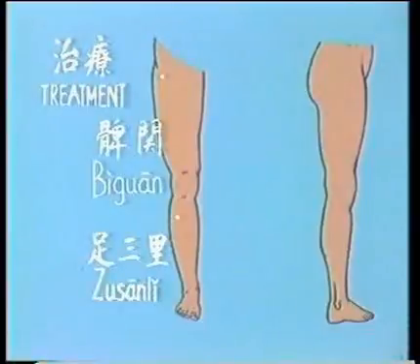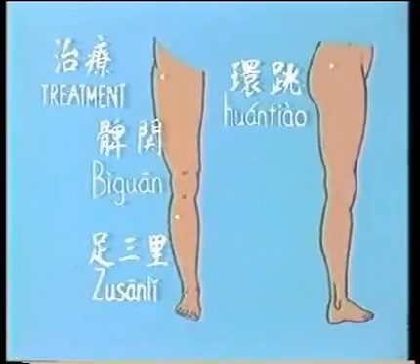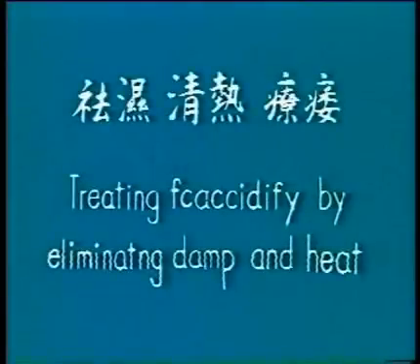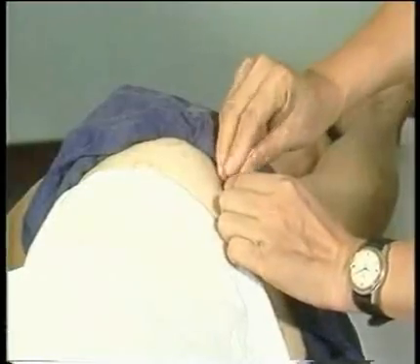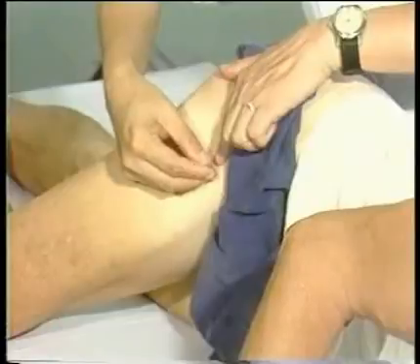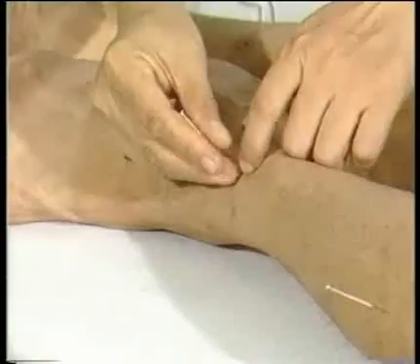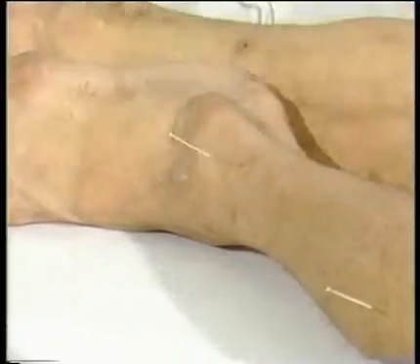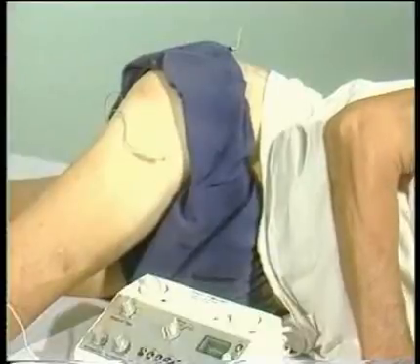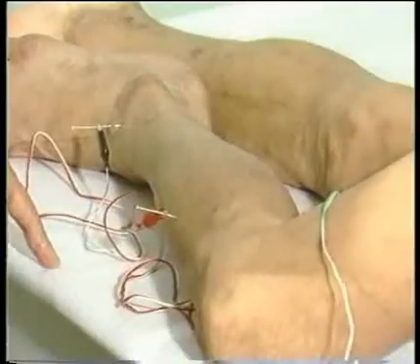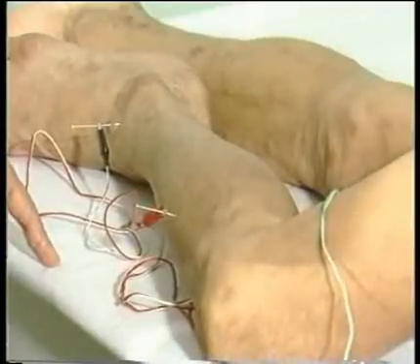Treatment: Biguan, stomach 31, Zusanli, stomach 36, Huantiao, gallbladder 30, and Xuanzhong, gallbladder 39. This prescription can eliminate dampness, disperse heat, and cure flaccidity. Needle perpendicularly at Huantiao, gallbladder 30, Biguan, stomach 31, Zusanli, stomach 36, and Xuanzhong, gallbladder 39 with the reducing method of lifting and thrusting for 1 minute. Then treat them by using sparse waves of electrical acupuncture for 20 minutes. Treat once a day or once every other day. 5 treatments constitute one course.